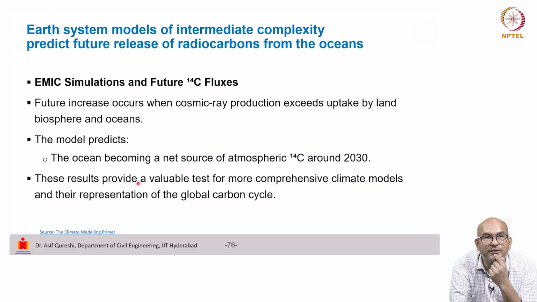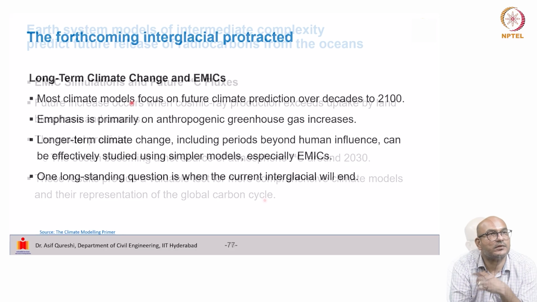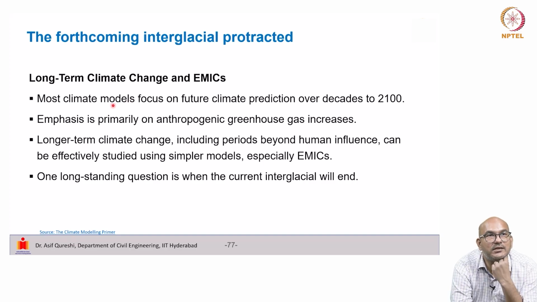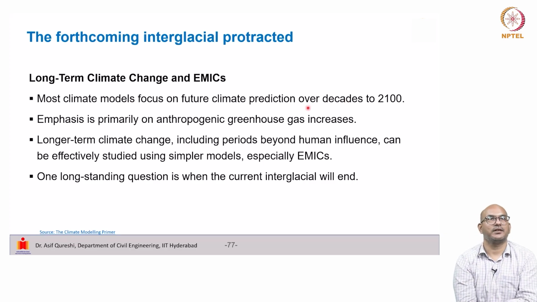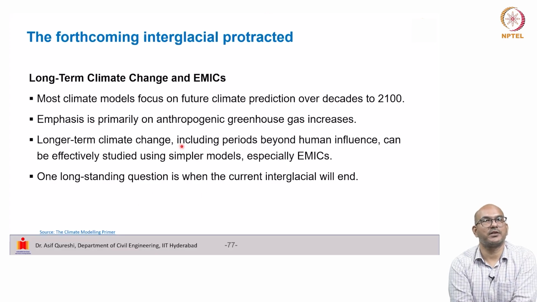And this kind of result can give a valuable test for more comprehensive climate models and the representation of the global carbon cycle. Most climate models focus on future climate prediction over decades to 2100. The emphasis is primarily on anthropogenic GHG increase. Long-term climate change, including periods beyond the influence of humans, can also be studied by simpler models, especially the EMICs.